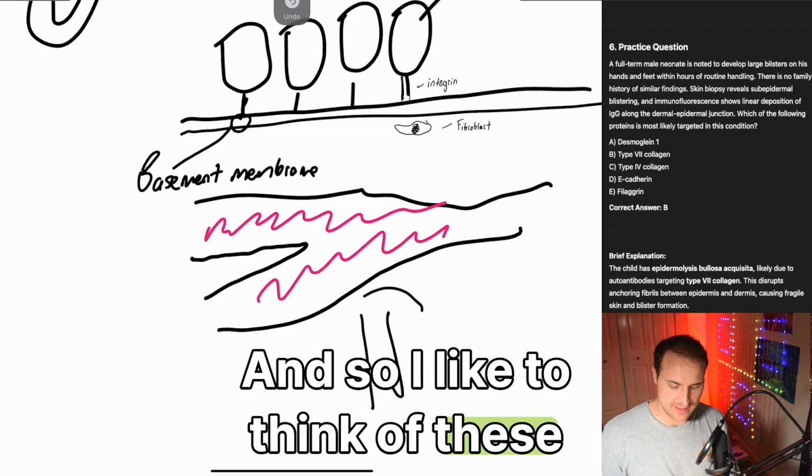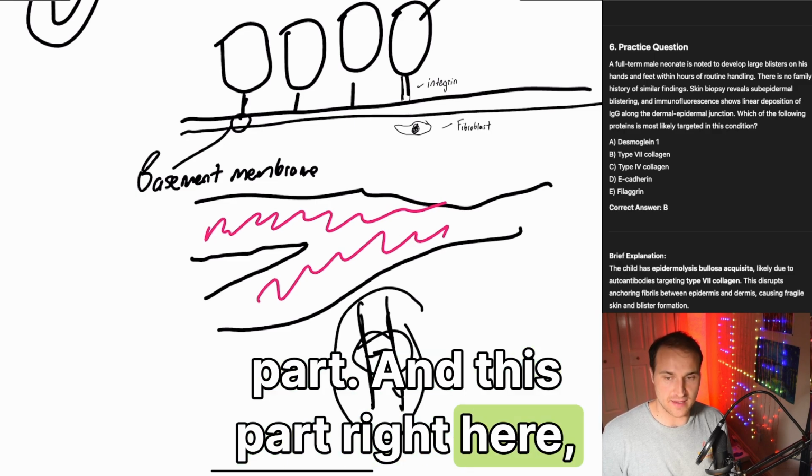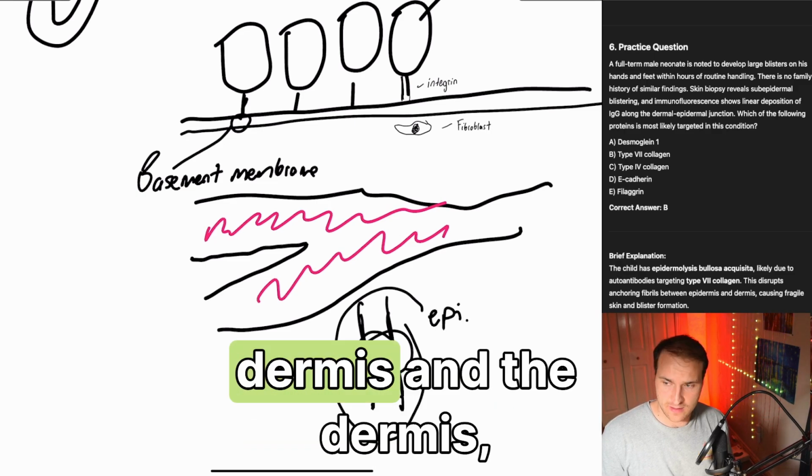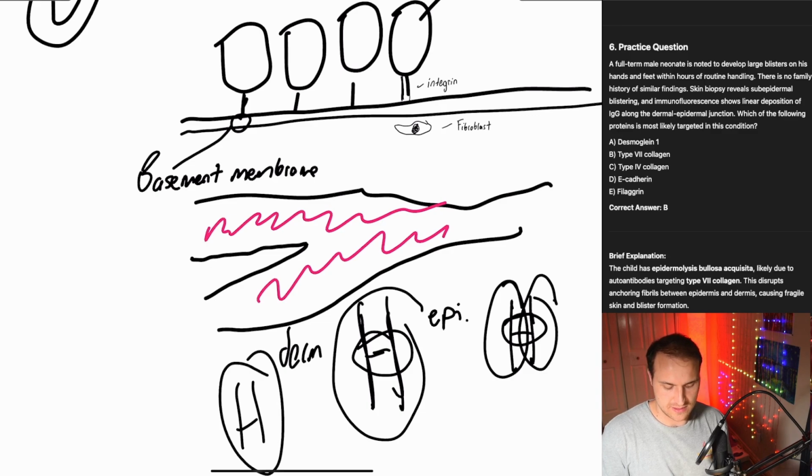Hemidesmosome. I like to think of these guys, hemidesmosomes, as anchoring this part and this part right here. They are anchoring the epidermis and the dermis. That's how you remember it, because it's H. So imagine we've got an epi and a dermis and it's linking them, okay? So those are going to be your anchoring fibrils.